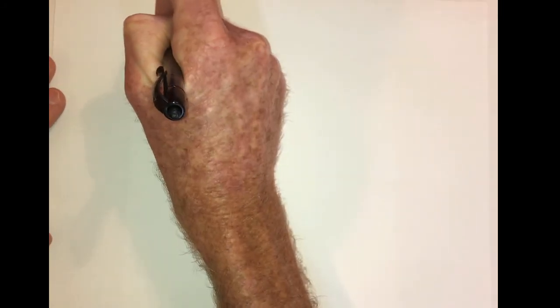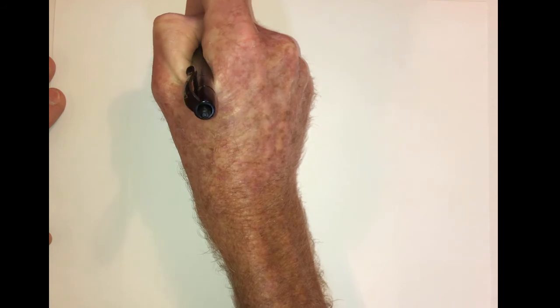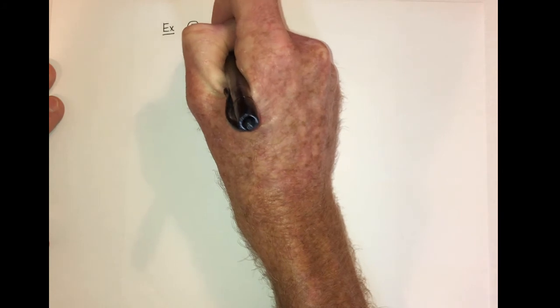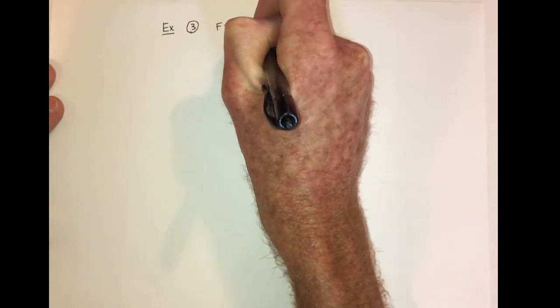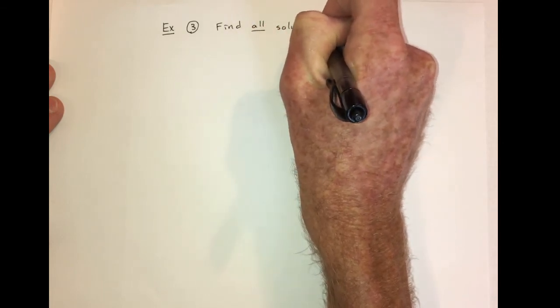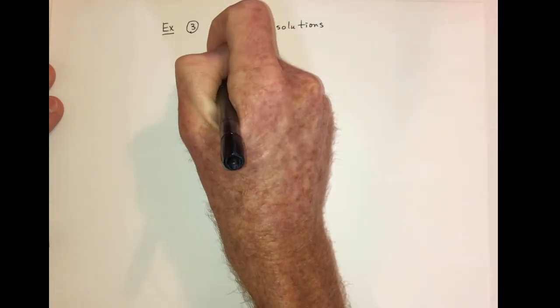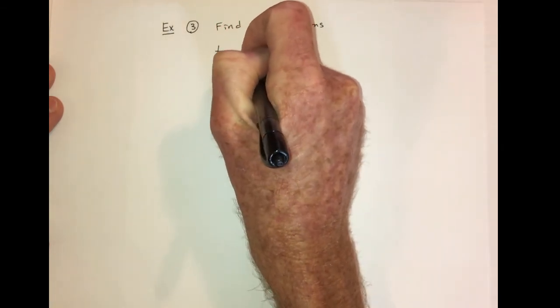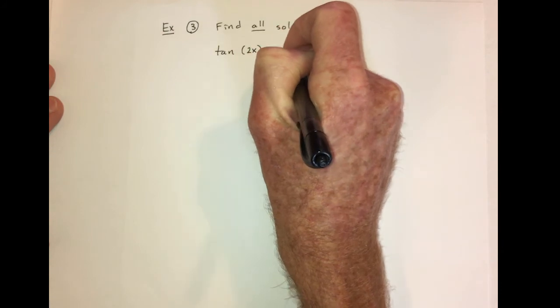And then one more. So I've been doing find all the solutions between 0 and 2 pi, because that's what we do in calculus most of the time. But it could be this one, find all of the solutions. And this one's example is going to be tangent of 2x is equal to 1.